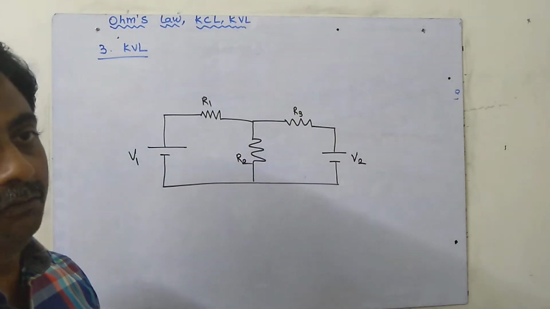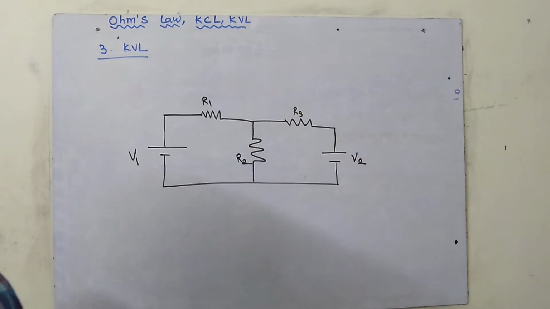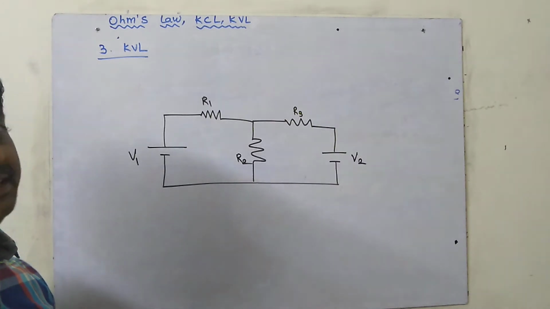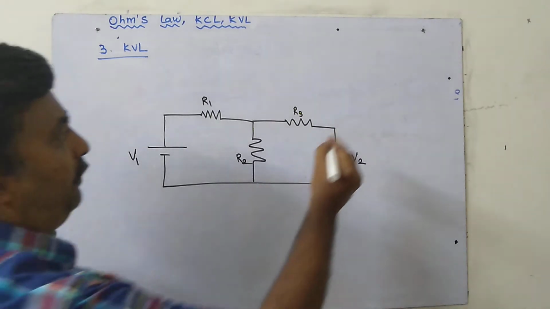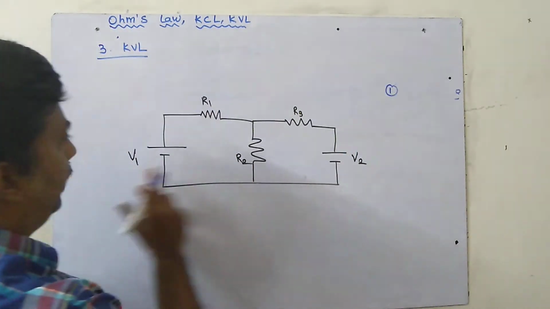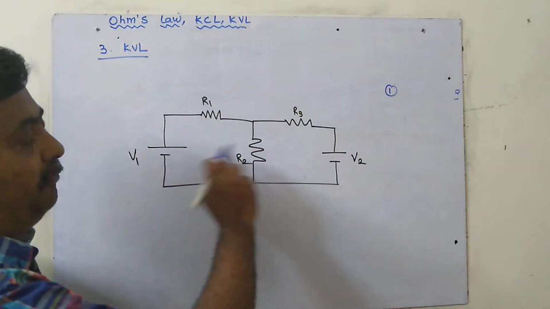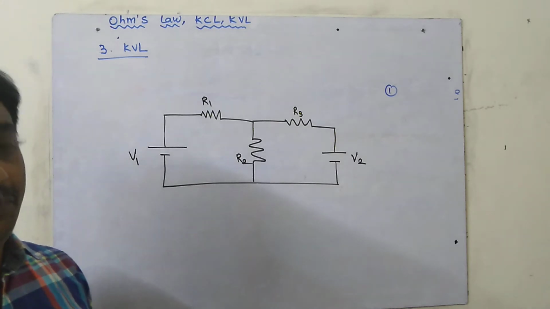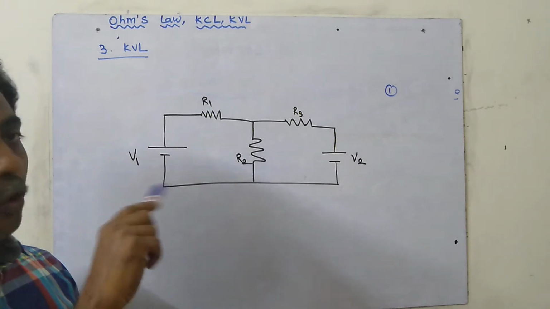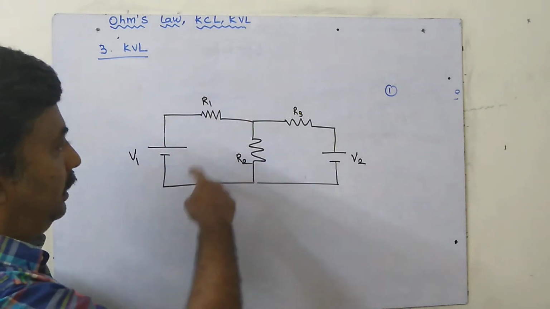First thing what we have to do, this is a step-by-step procedure. Applying KVL and finding the current is a step-by-step procedure. Here the values will be given, all the values will be given. The first step, we have to assign current direction for each mesh. What is mesh? It is a closed path. Here there is a closed path.